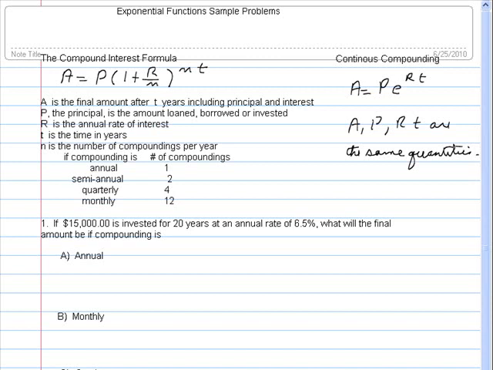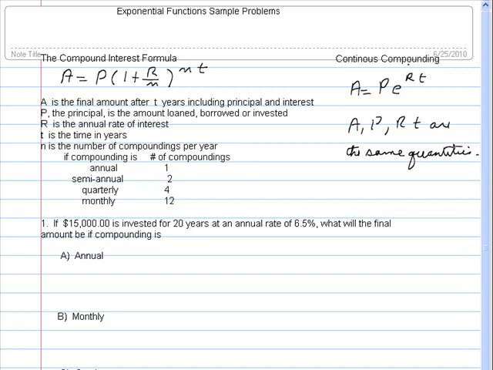As for how many compoundings, I've given the words down here that associate with the compounding. So annual compounding means once per year. Semi-annual means twice per year. Quarterly means 4 times per year, or once every 3 months. And of course monthly would be 12 times per year. So these numbers here, 1, 2, 4, and 12, that's what you're going to use for N in the formula.